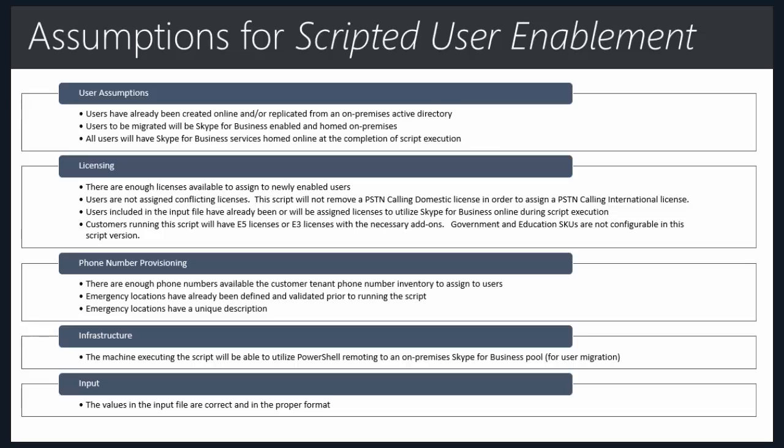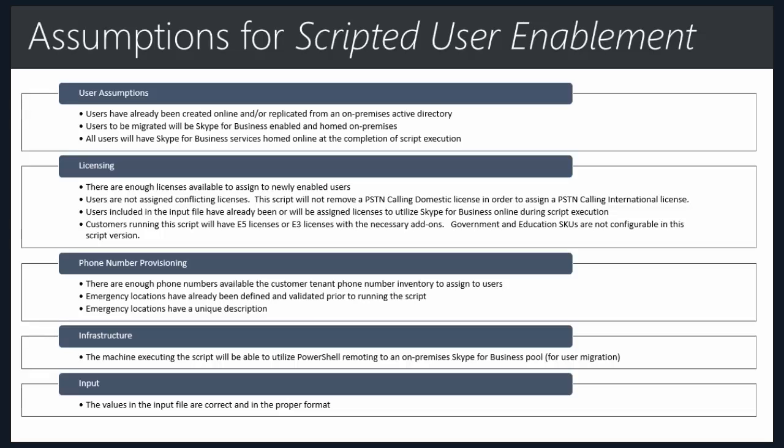I also have, due to the logic in the script of what licenses will be assigned, right now the script is only designed to work with customers who have E5 or E3 licenses with the necessary add-ons for Cloud PBX, Cloud PSTN conferencing, PSTN calling, etc. Today, the script does not work if you have a government or education SKU. That's something we may look into in the future. But I assume that you will be using E5 or E3 licenses when running the script.